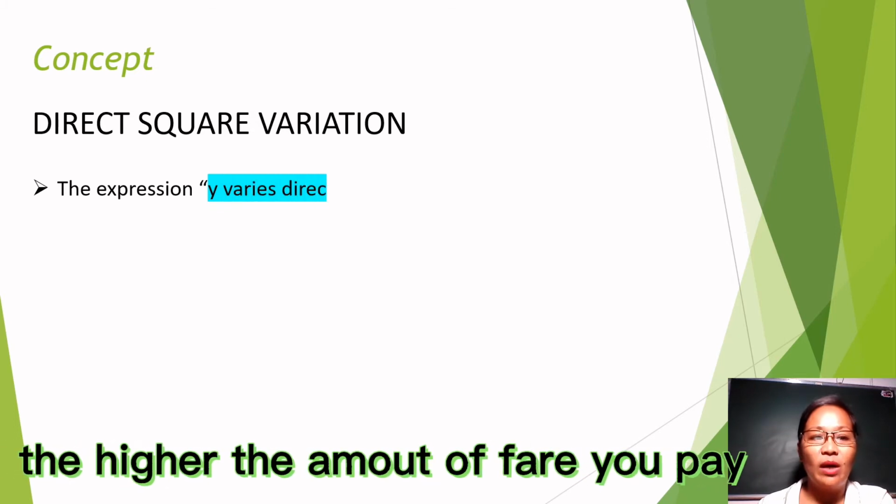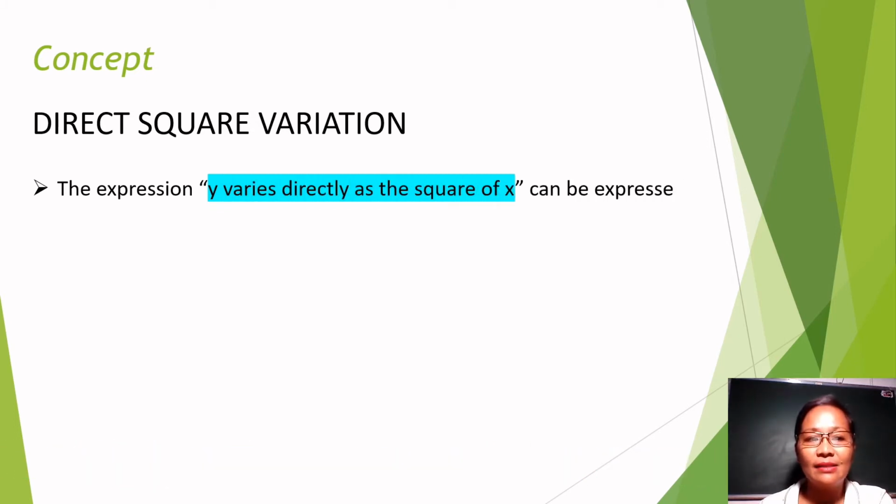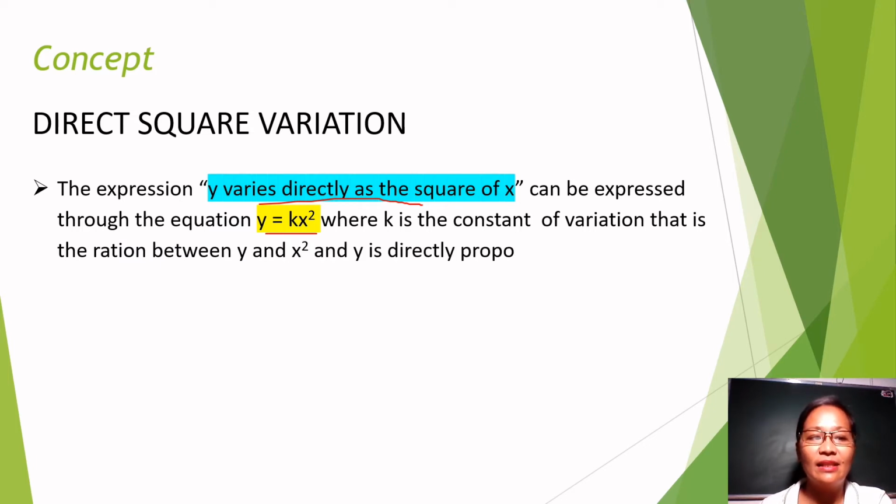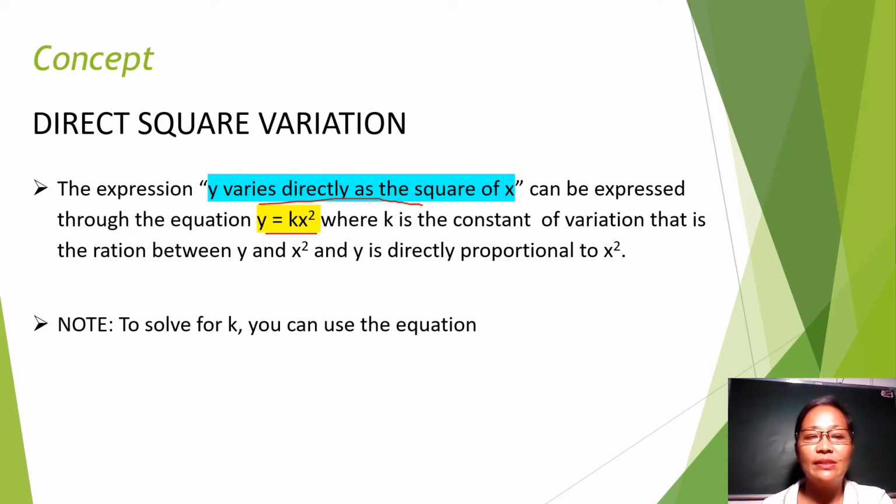Next, the concept of direct square variation. So the expression y varies directly as the square of x can be expressed through the equation y is equal to kx squared, where k is the constant of variation, that is the ratio between x squared and y. y is directly proportional to x squared. So if you notice, this is the same with direct variation. The only difference, of course, is the variable x is squared. There is a 2 exponent here. Okay. Next, note, to solve for k, you can use the equation k is equal to y over x squared.